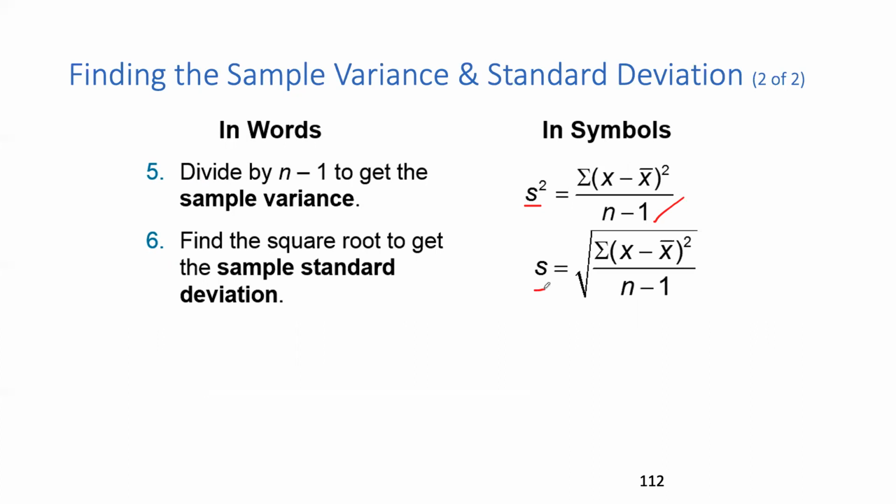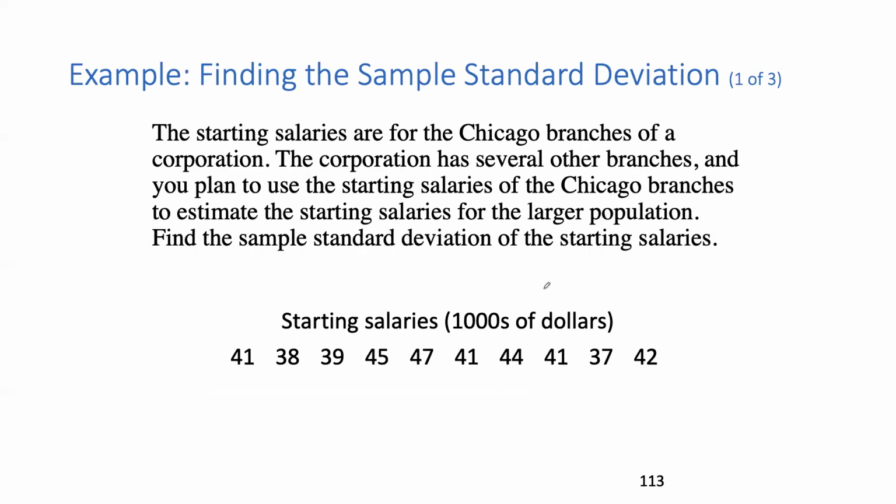Okay. So to see this in action, here's a similar example. So the starting salaries are for the Chicago branches of a corporation. So instead of having the starting salaries of everyone in the corporation, we have only starting salaries of the Chicago branch of this corporation, which straight away tells you what kind of data set this is. This is a sample data set. I don't have information on the starting salaries of everyone who works in the corporation, which is what would constitute the population data set. All I have here is the starting salaries of all the people who work at the Chicago branches of this corporation. So I know that this is a sample data set.